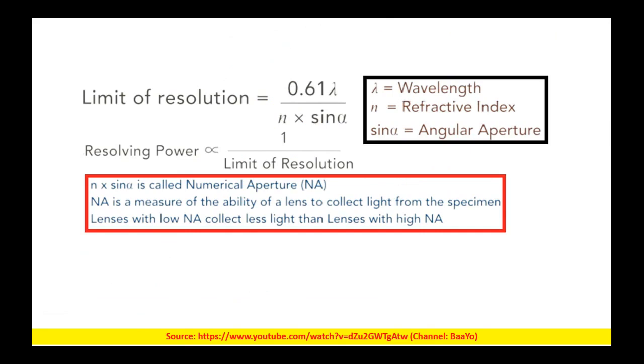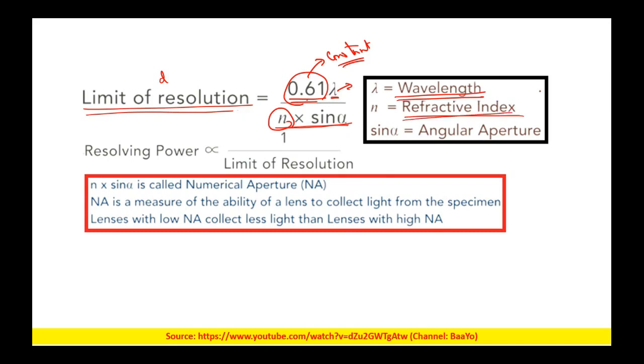Then coming to the mathematics of the microscopy. So we have the limit of resolution. This limit of resolution is given by D, and it is given by 0.61 lambda divided by n sine alpha. So 0.61 is a constant. Then lambda is nothing but the wavelength of the light. Then n is the refractive index of the optics material. In this case, we usually use glass. And then sine alpha is basically the angular aperture.